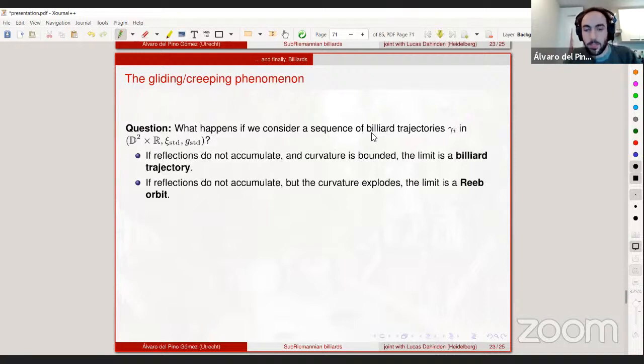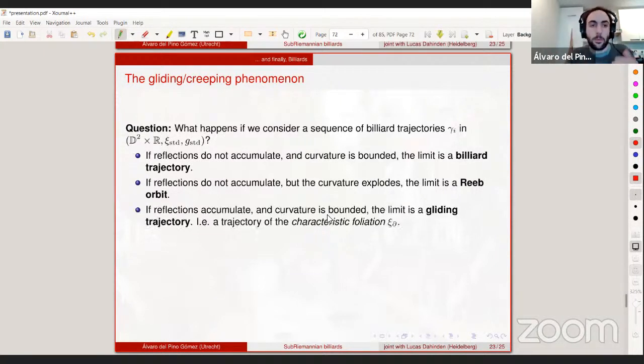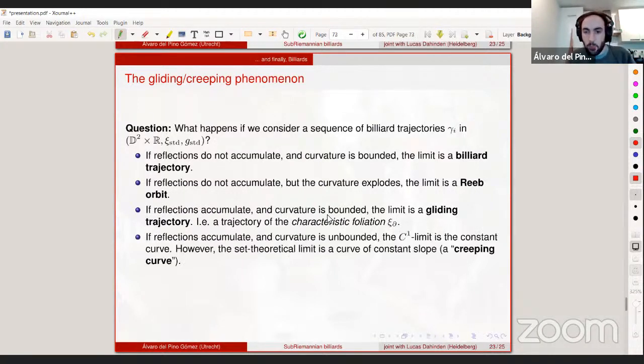So, okay, let's make the 2 silly cases first. If there's no accumulation of reflections, so this is basically a non-billiard phenomenon in a way. So if reflections don't accumulate and curvature is bounded, then you just get a billiard thing. Okay. If reflections do not accumulate, but the curvature explodes, then that means that you're kind of getting a sequence with really tiny curvature. So you get a spiral, and therefore things converge to the Reeb flow. So, but okay, what happens in the billiard, when reflections actually do happen more? And there's sort of 2 setups. Maybe I will try to discuss both. And for this, I need to introduce tiny notation.